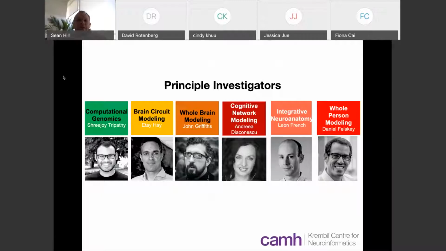Now, we've got a phenomenal team here at the center, and each team is tackling a different level of organization in the brain, and then they all work collaboratively, both within the center across teams, but also externally, as you'll learn about, with other research teams in order to build this integrated perspective. The first team is led by Srijoy Tripathi in computational genomics. Itai Hai leads the team on brain circuit modeling. John Griffiths leads the whole brain modeling team. Andrea Diaconescu leads the cognitive network modeling team. And Leon French leads the integrative neuroanatomy.